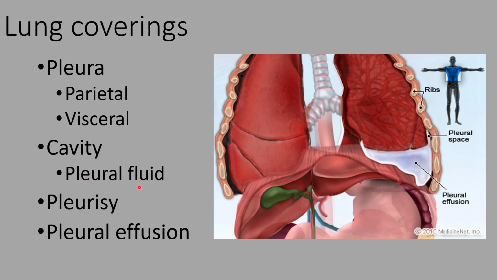Pleural fluid is a lubricant. It keeps those two layers, the visceral and parietal pleura, from irritating each other. Think, every time you take a breath, your lungs inflate and deflate, inflate and deflate. Those two layers, the parietal and visceral pleura, rub against each other with every single breath. But pleural fluid acts as a lubricant. It keeps them from irritating each other as they rub together.